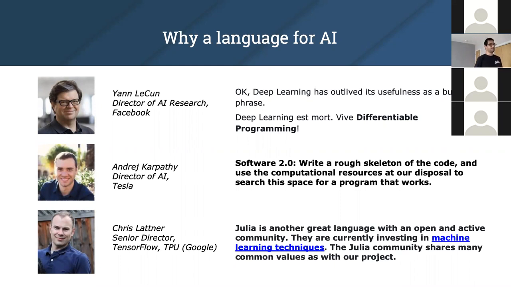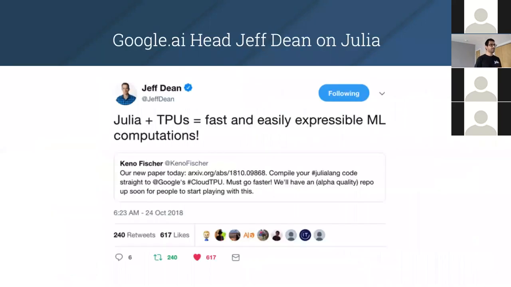And this is what Andrej Karpathy referred to as the software 2.0 revolution, about how we'll be able to have computational resources that are disposable to search the space for a program that works as opposed to write a program from scratch. And Chris Lattner, when he was at Google, articulated this very well, about how differentiable programming can only be enabled through a language level effort. And he identified Julia and Swift as the two systems that were well suited for this sort of thing. We had a famous tweet from Jeff Dean about Julia running on not just GPUs, but TPUs, and this was fantastic. A lot of people took recognition of it.